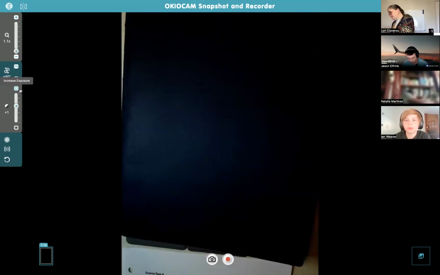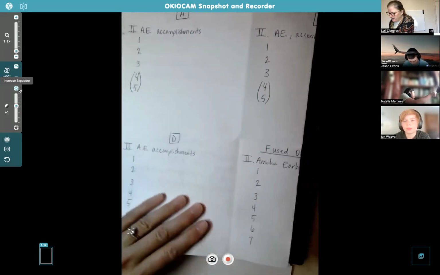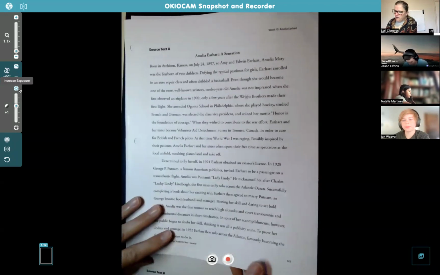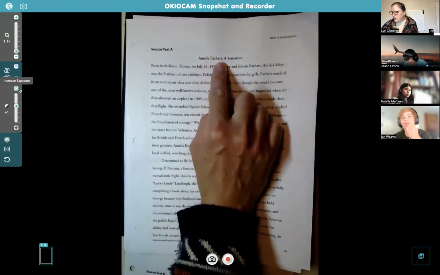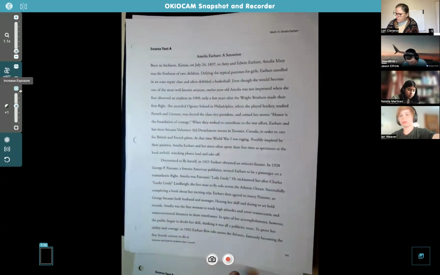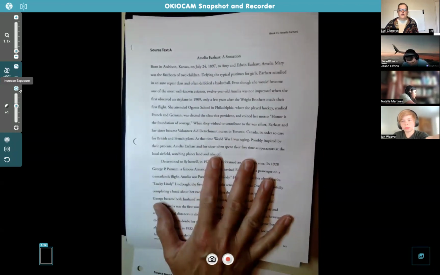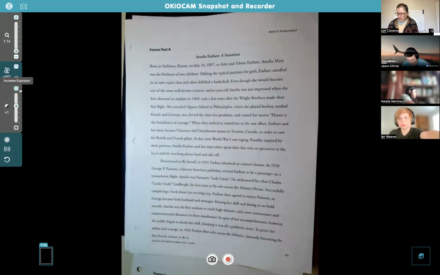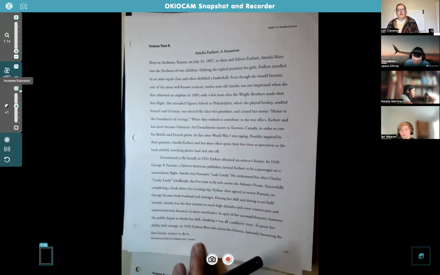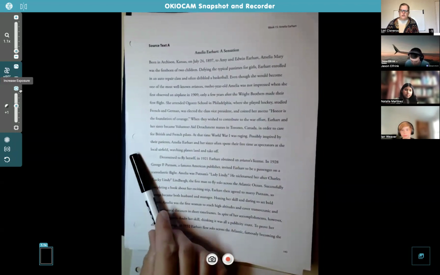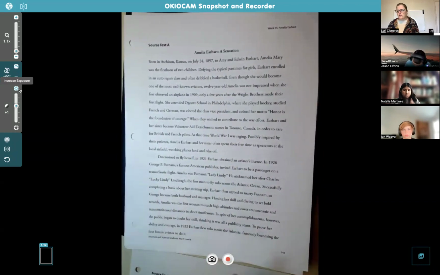So we'll start with A. You guys know the drill, how to do this. Go to source text A, this one, and it has Amelia Earhart, a sensation. This is page 143. So make sure you have this article A in front of you. And on yours, you should have a note in the margin over here that says accomplishments. It should be the second paragraph. Okay, good. Thank you, Natalia.